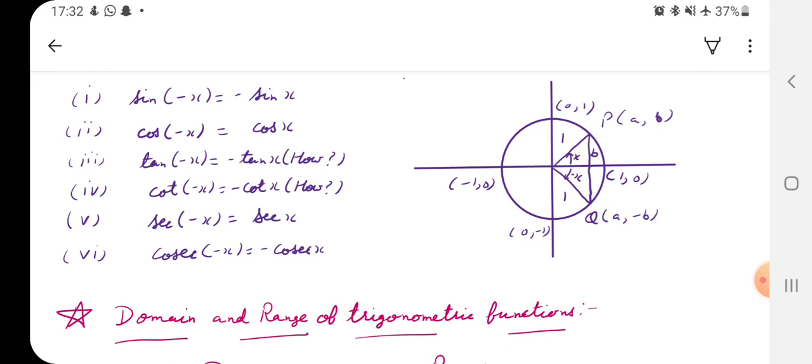Similarly for cos x as well, and for tan, cot, secant and cosecant we can get from sine and cos. So you can directly remember them: in case of sine the negative in the angle will come out, but in cos the negative in the angle will vanish, it will not come outside. For tan it will come outside, for cot it will come outside, for secant it will not come outside, it will vanish, and for cosecant also it will come outside.